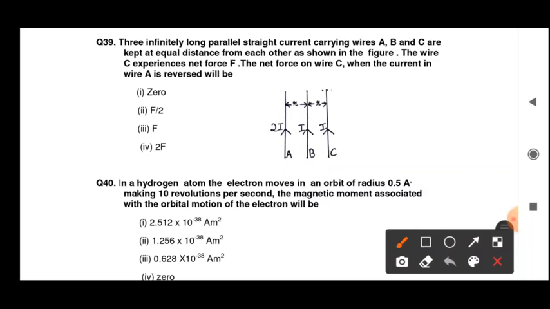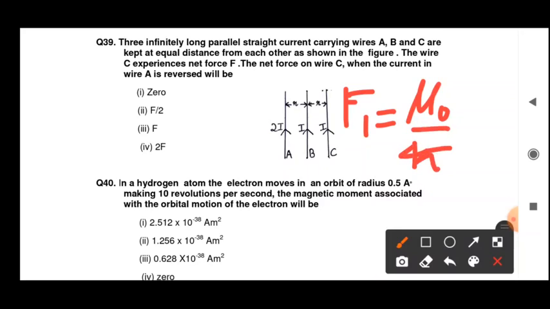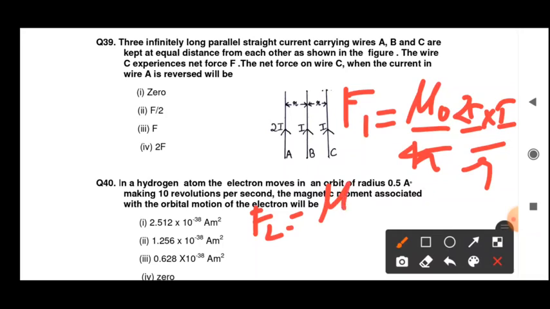So for the net force F, suppose F1 is the force per unit length between A and C. F1 can be calculated by the formula mu 0 upon 4 pi, I1 I2 by R, so 2I into I divided by R. This is our F1. Now suppose F2 is the force per unit length between B and C. F2 can be calculated by the same formula, mu 0 upon 4 pi, I1 I2, here I square, upon R.